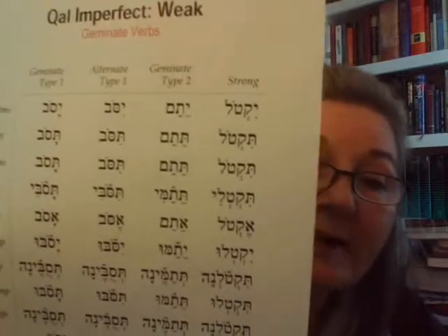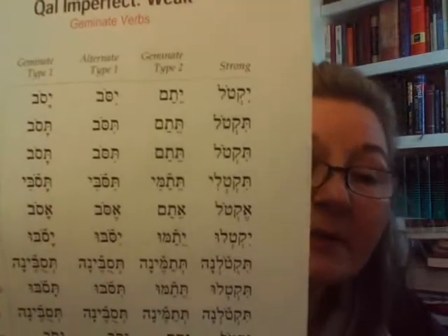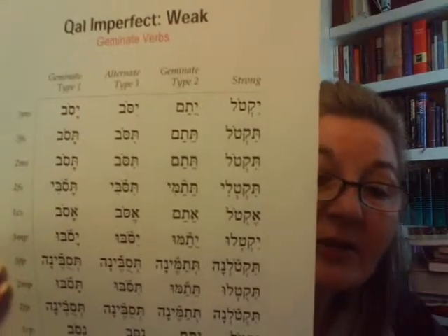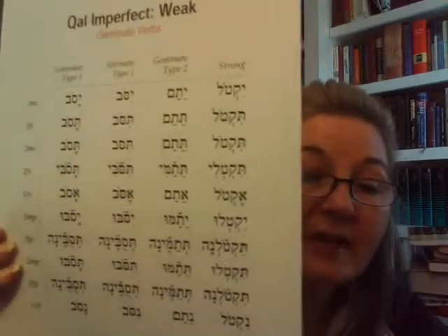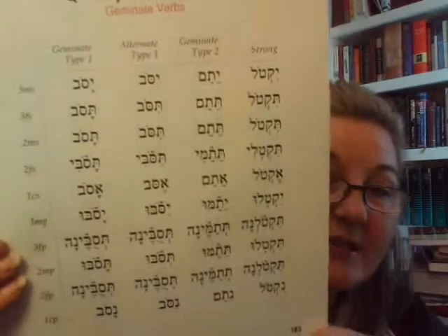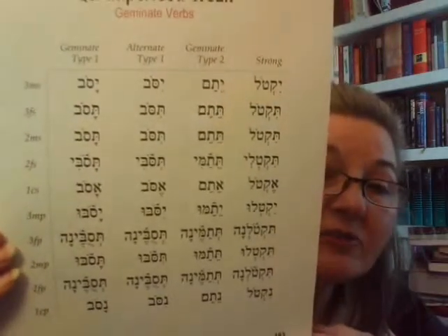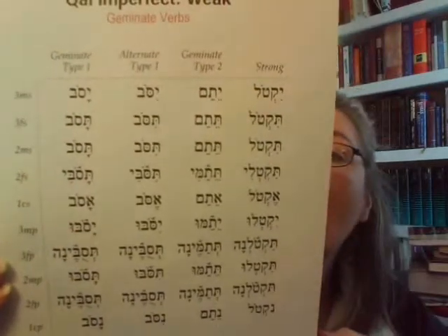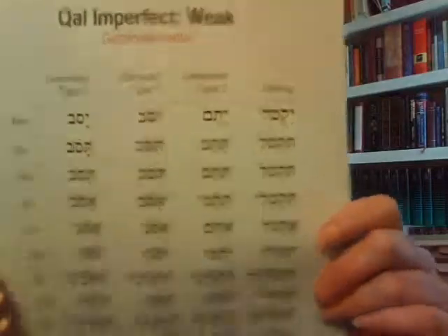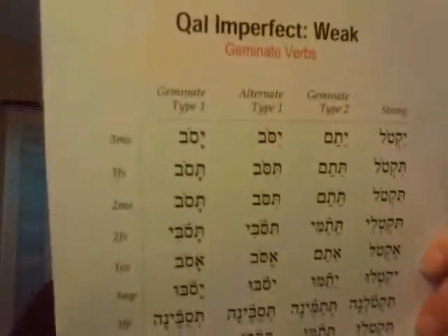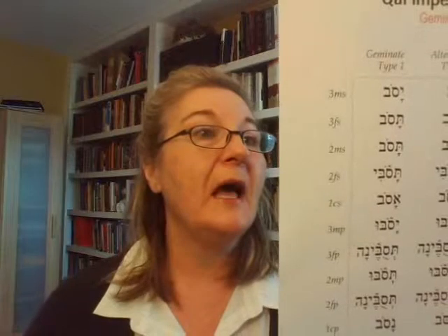Later on in some other stem forms we'll spend more time on type 1 and type 2, but here for the Qal imperfect I think I'm overloading you with enough information as it is. You're not going to see the alternate type 1 and type 2 often enough for us to spend a great deal of time on them. So the geminate 1, which is in this first row, is what we're going to spend the majority of our time on in the next few moments.